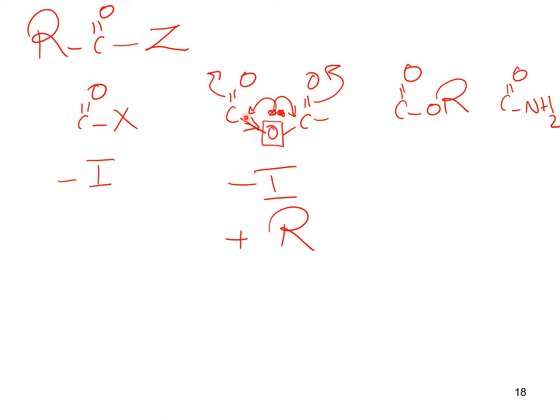This oxygen can form resonance with this carbonyl and it can form resonance with this carbonyl. So only half of the time the lone pair of electrons are in resonance with one carbonyl and the other half it's with the other carbonyl. So that's why we say that it gives electrons by half resonance, not full resonance.